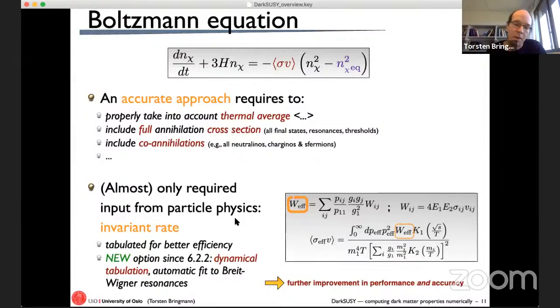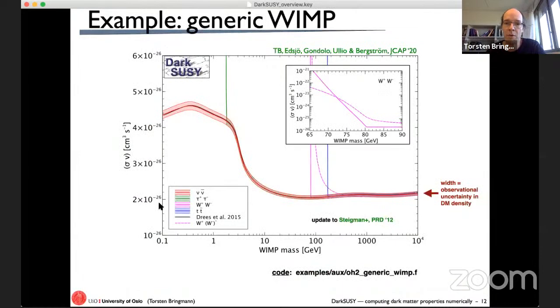So this is something that I've already mentioned. There have been various improvements here, in particular for cases that are relatively difficult to evaluate numerically, when you have very narrow resonances, for example. This is now captured by an automatic fit to Breit-Wigner resonances. An example of this is also given in one of these example codes, and this demonstrates how to use the relic density routines to do high precision calculations of the so-called thermal annihilation rate.